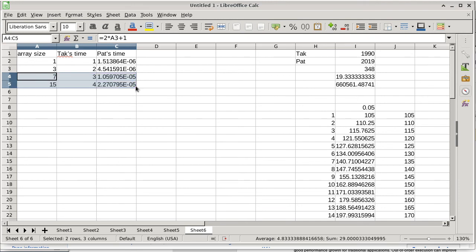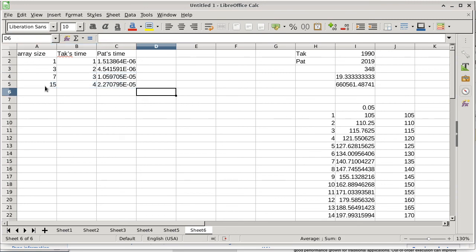Okay, with 15 elements in the array, my computer will take 4 units of time, and Pat's computer is going to take 2.27 times 10 to the power of negative 5 units of time. So just so that we know how small this number is, for people who do not know how to read scientific notation, this is 0.0000227 units of time compared to 4 units of time on my computer. Is that okay? So I'm not winning. Doesn't look like that, right? Okay, so we'll keep going.